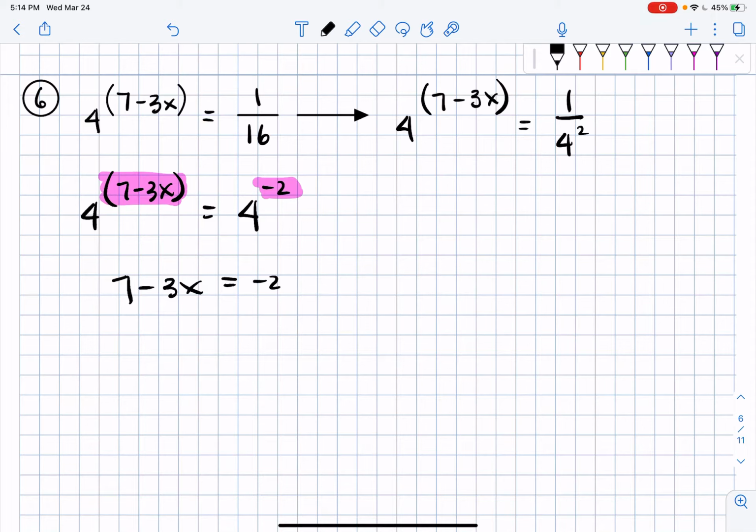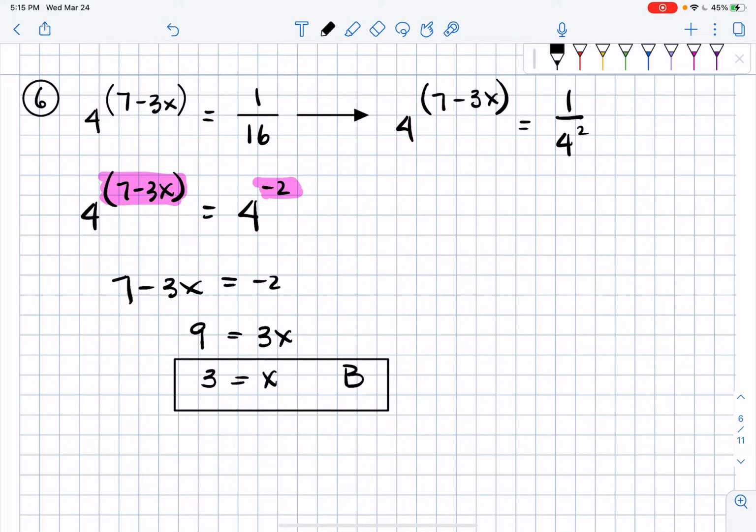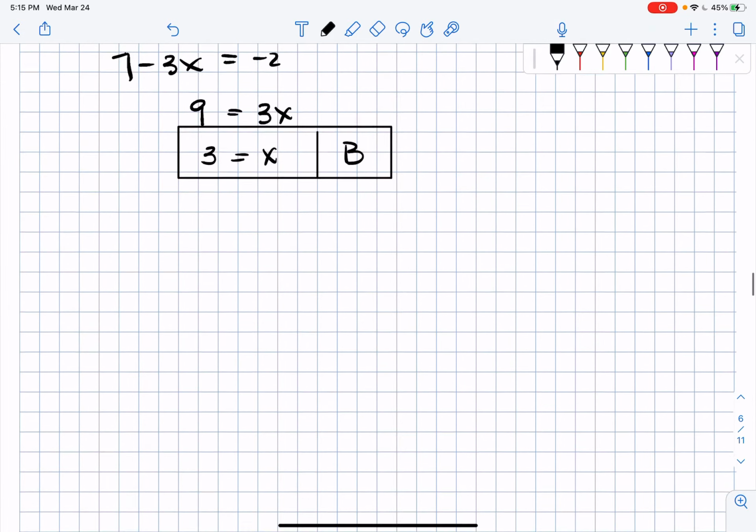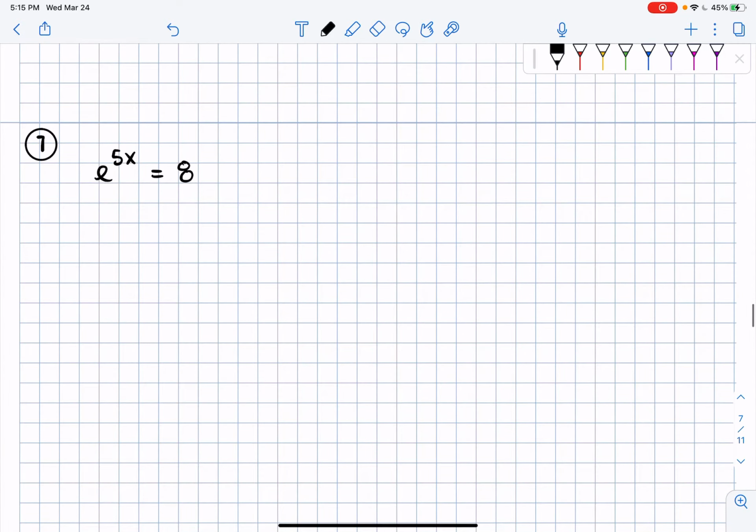All right, so then I solve from there. I'm going to add the 3x over to the other side and add the 2 over. So x is going to equal 3. Okay, and that is going to be choice B. And there we go. On to number 7.